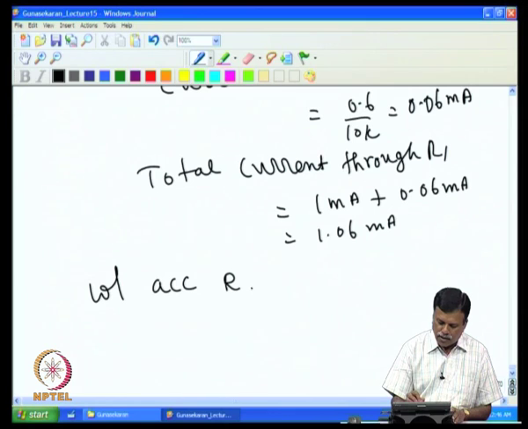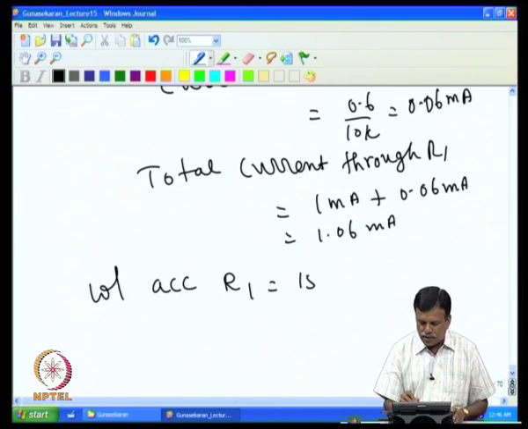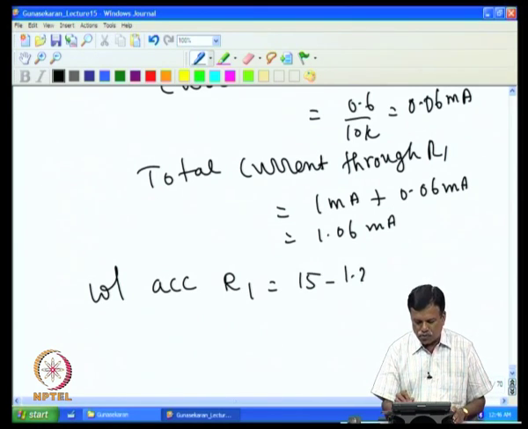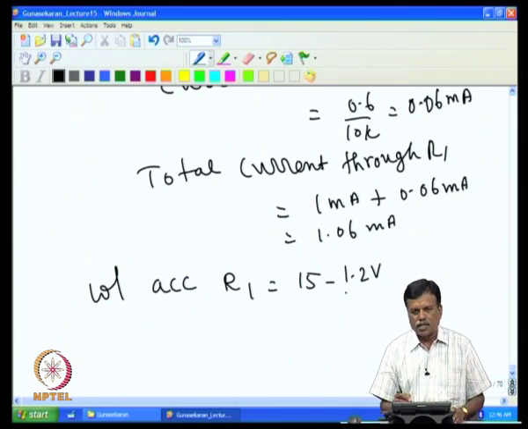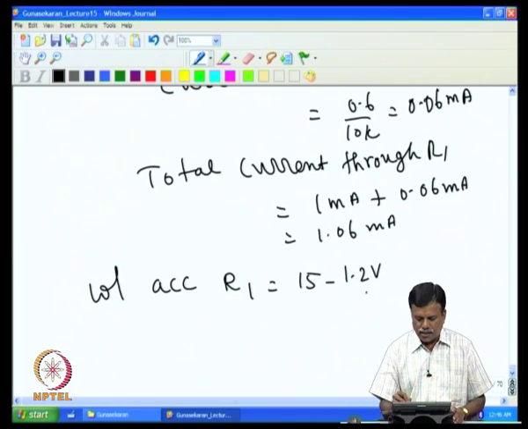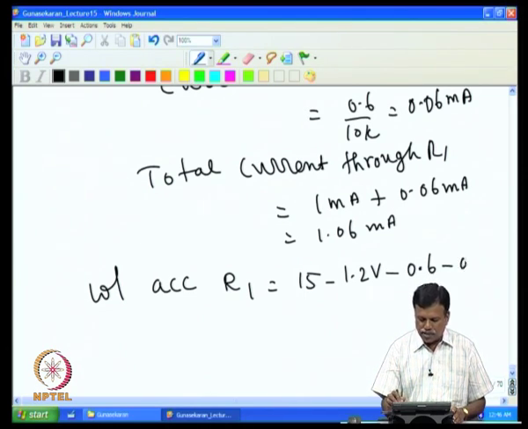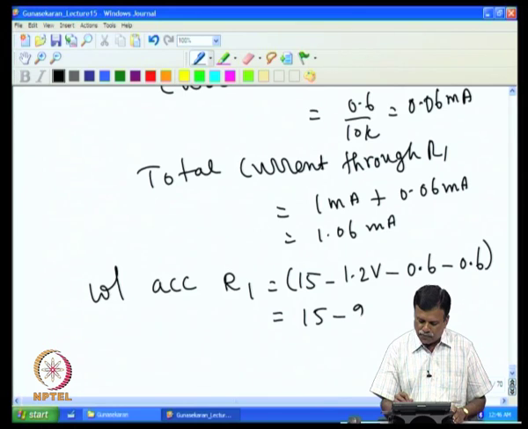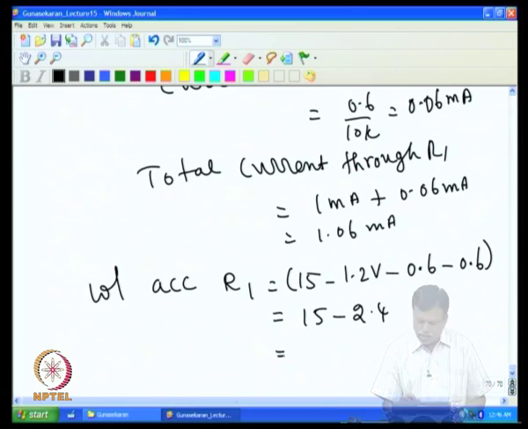The voltage across R1 is actually 15 minus 1.2 volt, that is lost on the op amp, minus 0.6, that is on the diode D1, then minus 0.6, that is the base voltage. So the voltage across R1 works out to be 15 minus 2.4, that turns out to be 12.6 volt.